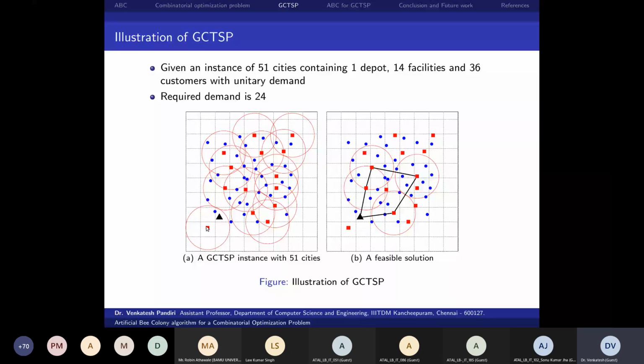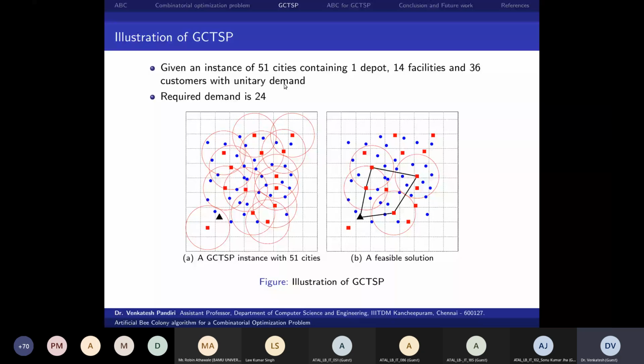It means that if you approach that facility, you are able to serve those customers. These customers are the blue colored dots. So this is the given instance, 51 cities containing one depot, 14 facilities, and 36 customers. And our required demand is to meet at least 24 customers. As I told you, if you are able to approach one of the facilities, then the customers coming in the coverage radius have their demand met. So the demand is 24, which means we need to cover 24 customers by using any algorithm.